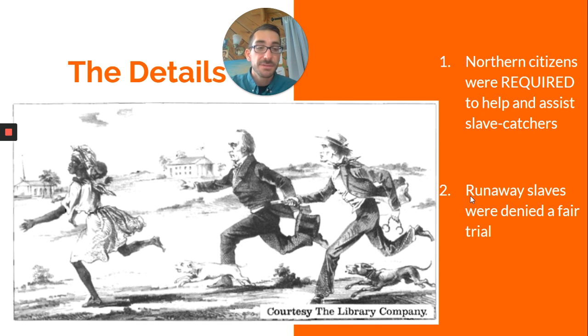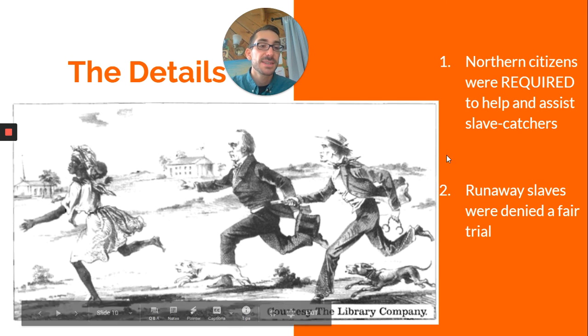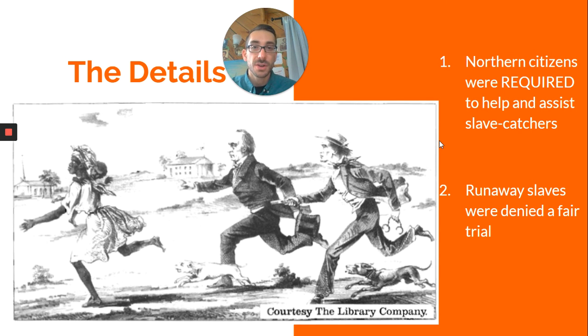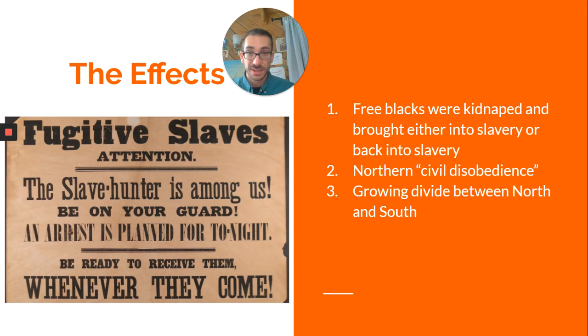The second part of the Fugitive Slave Act says that runaway slaves were denied a fair trial. The effects of that come up more clearly later. But basically, if a slave is captured, they don't even go on a fair trial. They're just sent to this court, and they're essentially sent back into slavery without any question. Why is that a problem? Well, let's look at the effects.